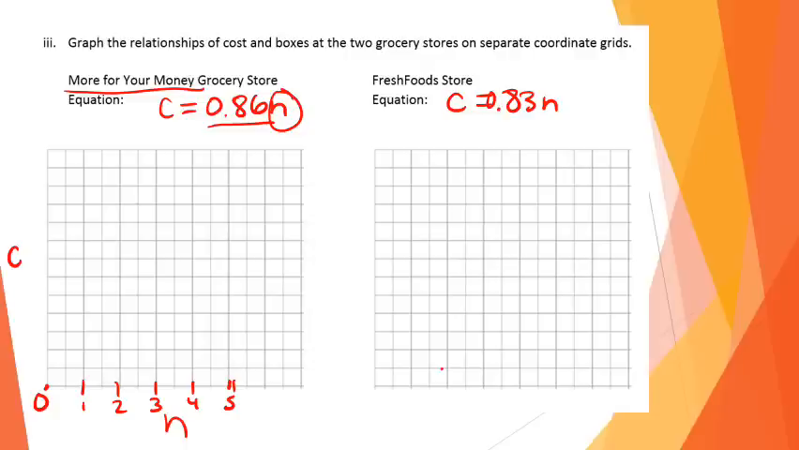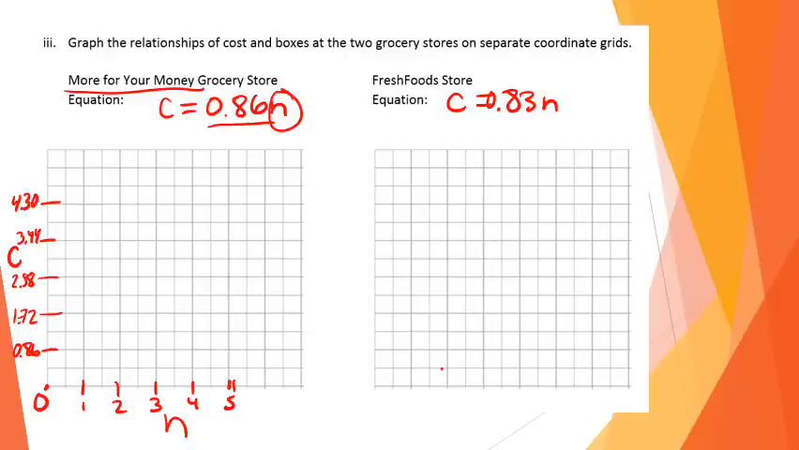And to make my graph really simple, I'm just going to go by my rate. So it's 86 cents. So then I'm going to continue up in intervals of 86 cents. So if I add 86 cents to 86 cents, I get $1.72. Plus 86 cents, I get $2.58. Plus 86 cents, I get $3.44. And plus 86 cents, I get $4.30.